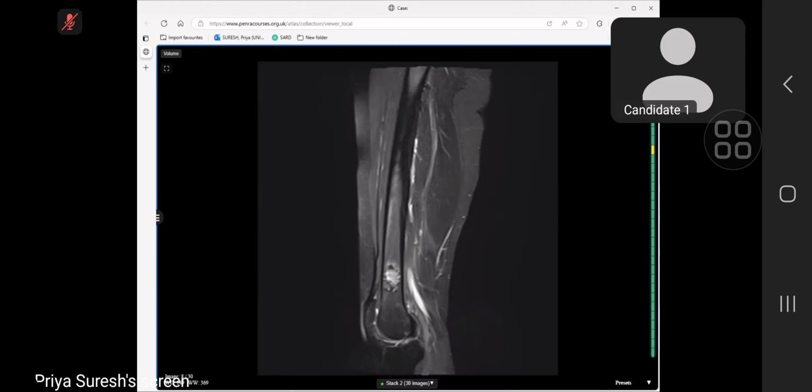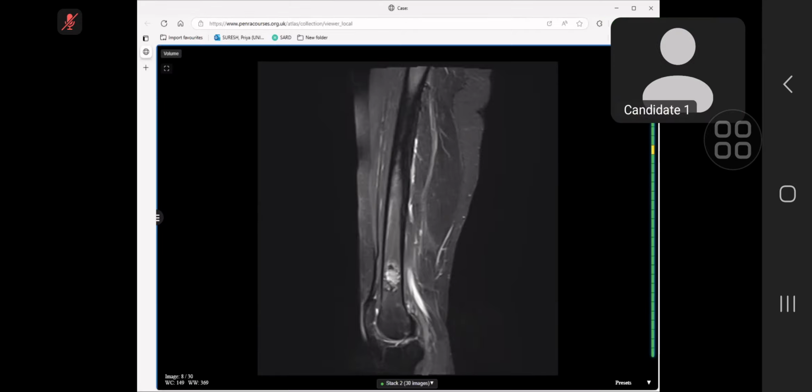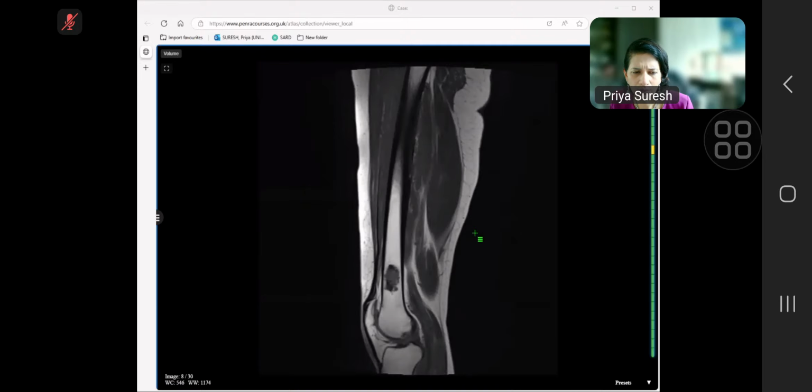Okay, fine. Do you want to see any other sequences, or are you happy with that? I would like to see the post-contrast images if available.